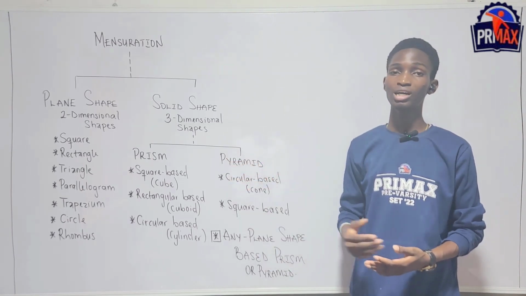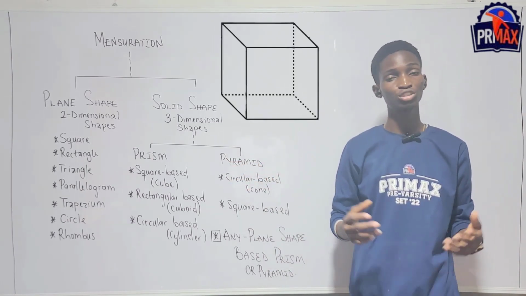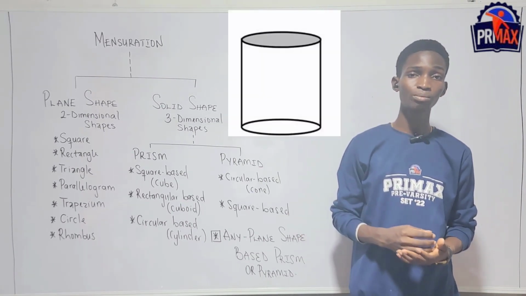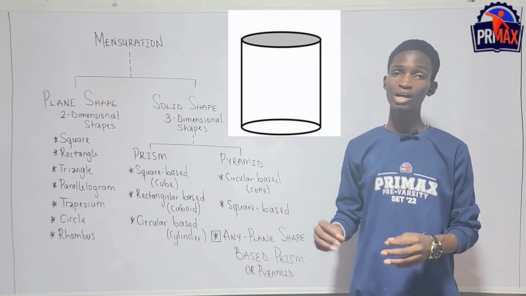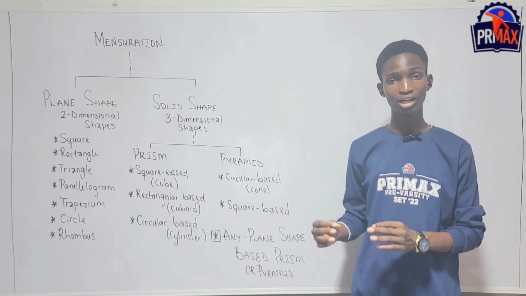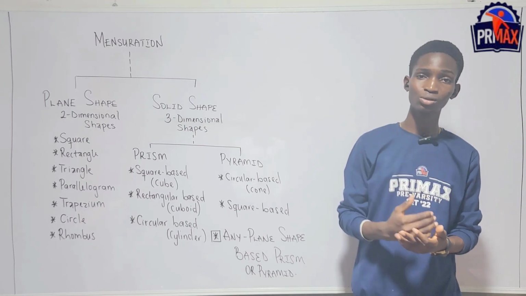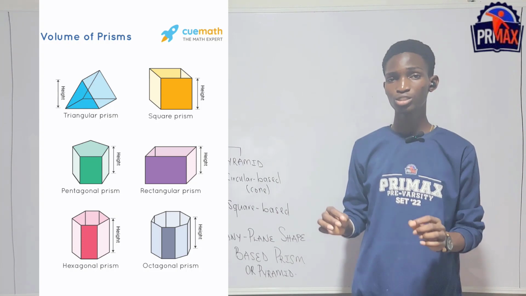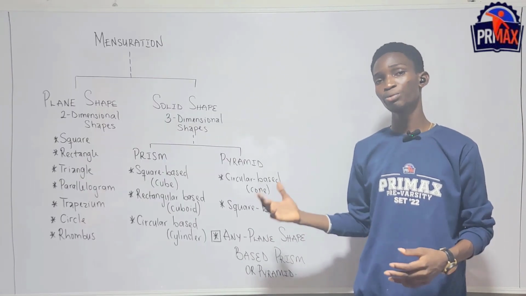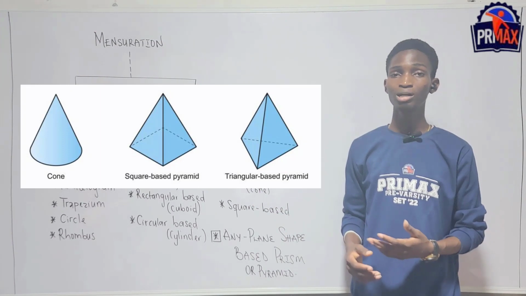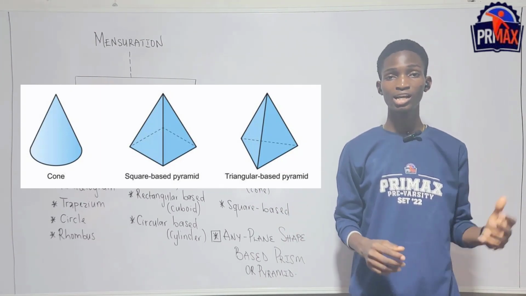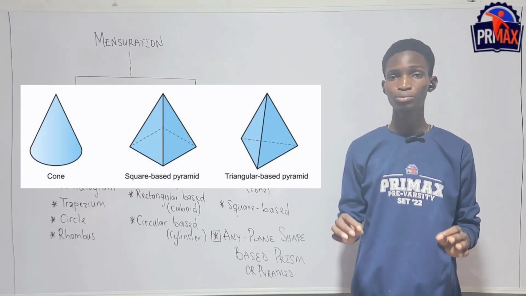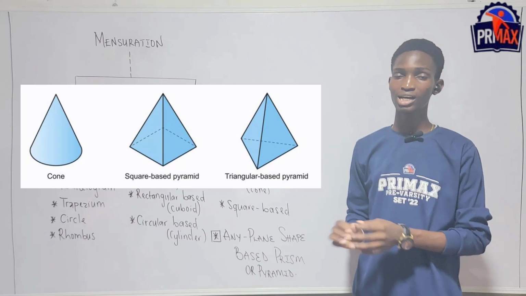So now for prism, there are types of prism. We have the square base prism called the cube. We have the rectangular base prism called the cuboid. We have the circular base prism called the cylinder. Now there are other types of based prisms, which are, we can have a rectangular and a triangular base. We can have a parallelogram base. Any plane shape based prism can exist. And for the pyramid, we have the circular base pyramid, which is known as the cone, which I said earlier on. We also have rectangular base, the square base, any plane shape you can mention as its base.